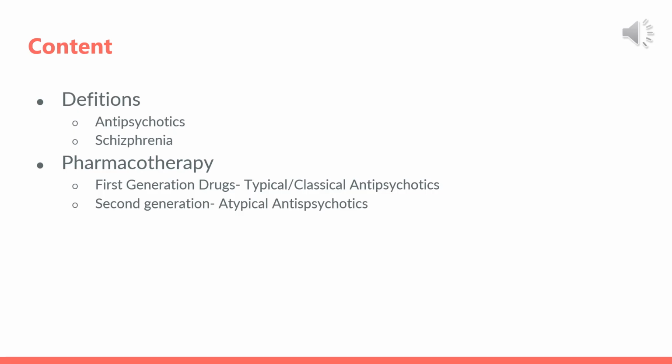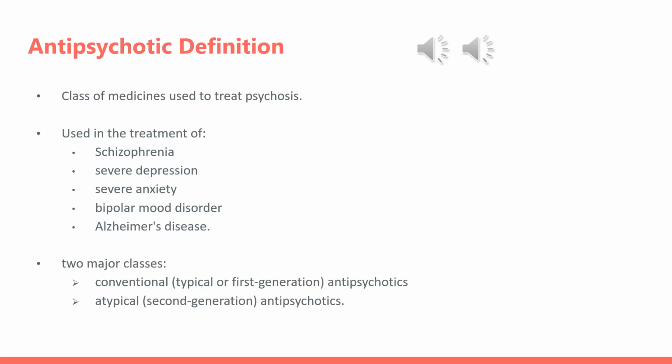The content is as follows, and we're going to get right into it. Antipsychotic drugs are a class of medicines used to treat psychosis and other mental and emotional conditions. They are used to treat a variety of mental diseases, and there are two major classes: the conventional, typical or first-generation antipsychotics, and the newer, atypical, second-generation antipsychotics. Hopefully, by the end of the presentation, you will have a clearer understanding of the difference between these two classes.